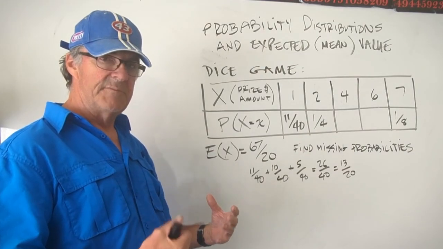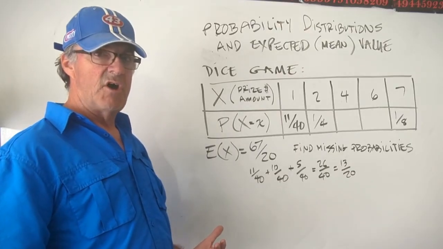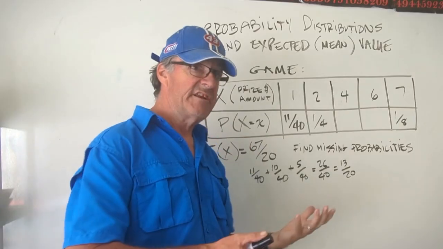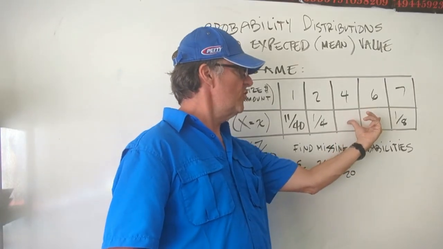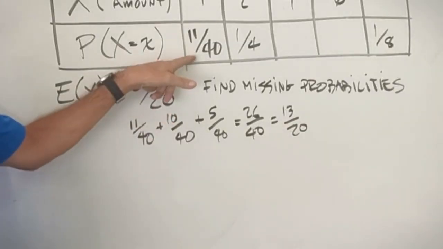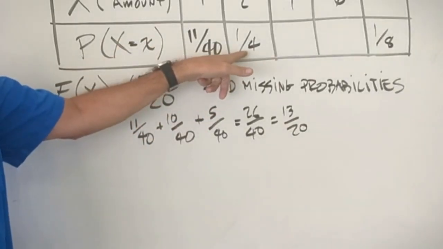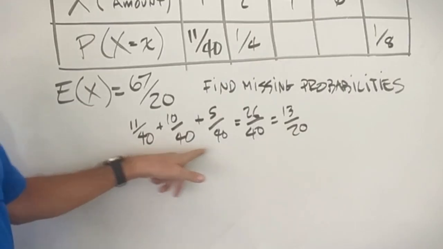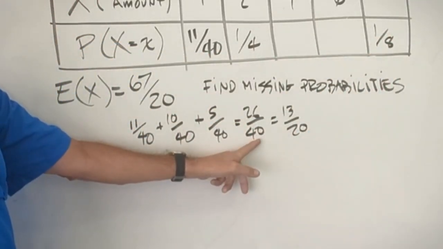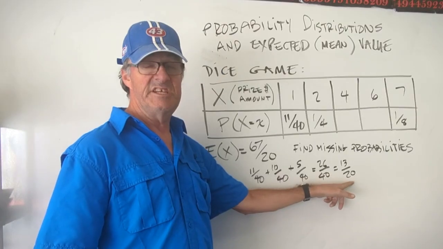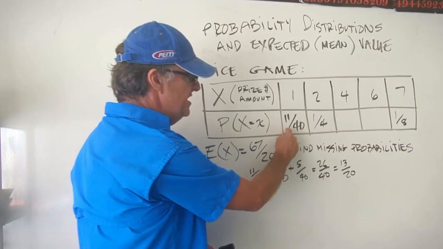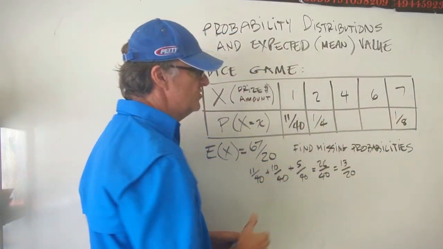Okay, the first step is to add up all the probabilities that you already have, because these three subtracted from 1 will be the total of these two. So what I did is I went ahead and added 11 over 40. 1/4 is 10 over 40, so I just made that over 40. And then 1/8 is 5 over 40. That gave me 26 over 40, which reduces down to 13 over 20. Okay, so now we know that these three add up to 13 over 20.